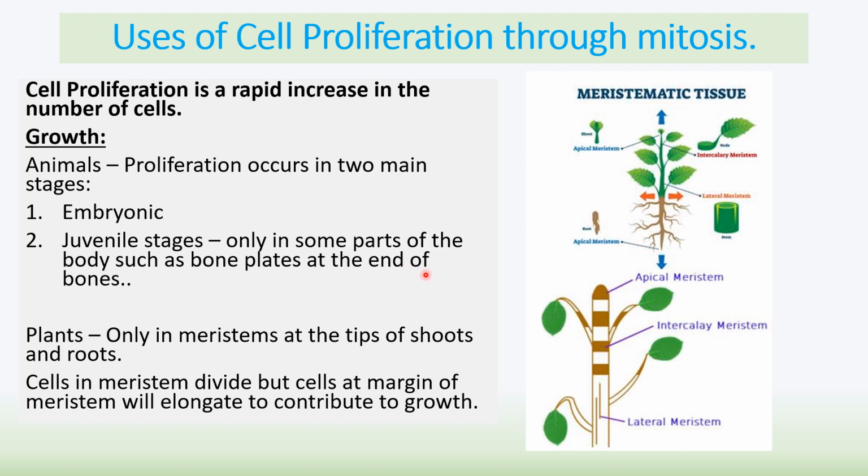In plants, only cells in the tips of shoots and roots, called meristems, are able to do mitosis, and cells in meristems divide, but ones outside meristems will just elongate to grow.